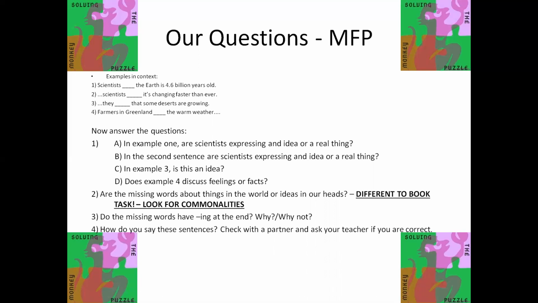And then 4, to focus on pronunciation, we have how do you say these sentences? So the sentences, the examples that we focused on previously. Check with a partner and then ask the teacher if you're correct. So this just makes sure that the students have a chance to practice the pronunciation of the verbs themselves. Not so important for focusing on verbs in the continuous form because at Prepare 3 level, which is about A2, you should already have this awareness, but it still never hurts to have a bit more practice at that.